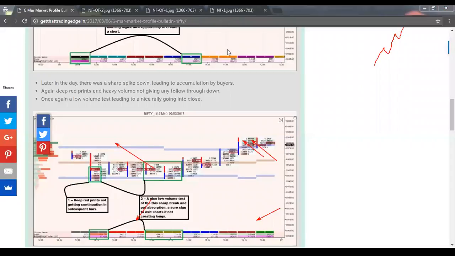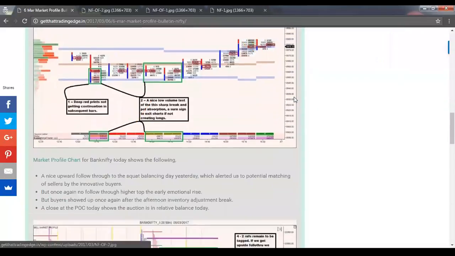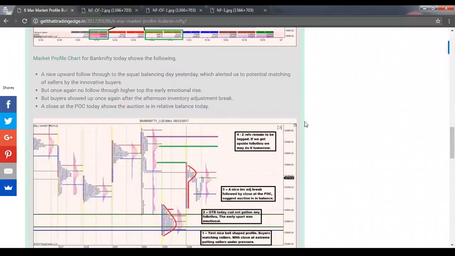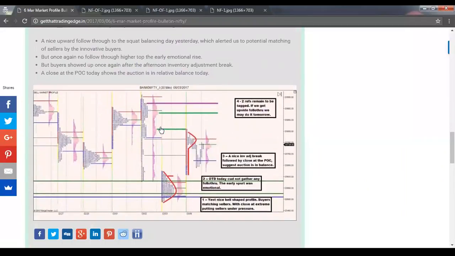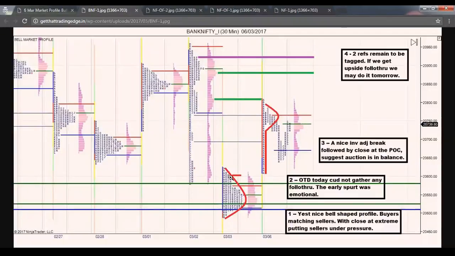Let's go back and see how Bank Nifty fared today. Again, the same thing. Let's just go on the chart. Yesterday, you can see it was a nice narrow tight balance, bell curve type of profile. Prior to that, there was this sharp down move, a spike kind of move, and post the spike you get this kind of balancing move, and we closed here near the highs.